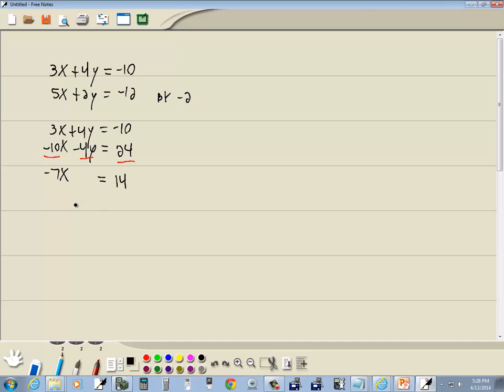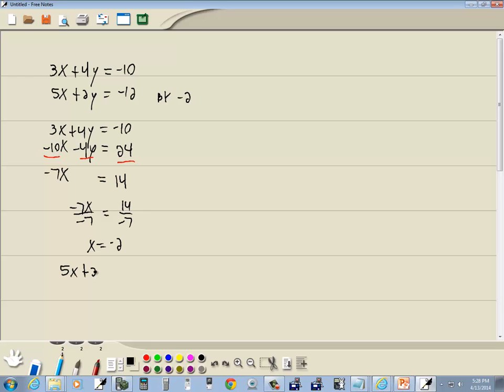Now we want to solve for x. So I'm going to divide both sides by negative 7. And we get x is equal to negative 2. Now we want to plug this back into one of our equations. Doesn't matter which one. I'll pick the second one. I think that makes it a little easier.